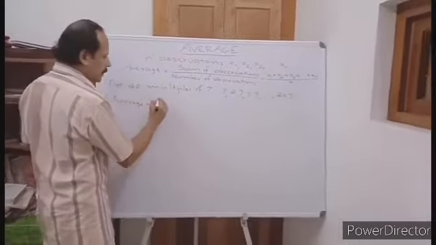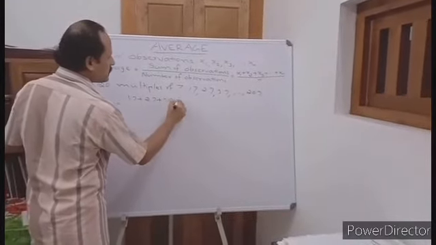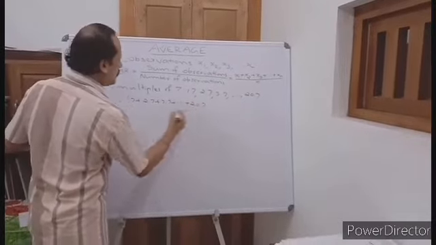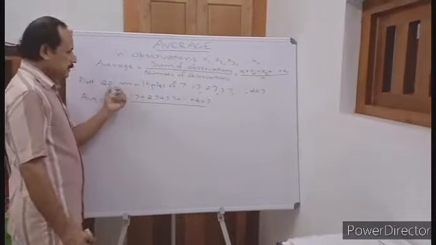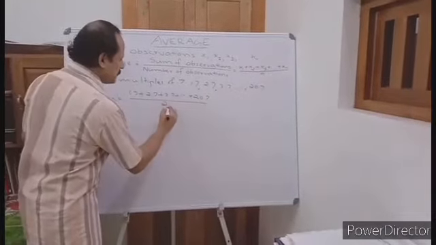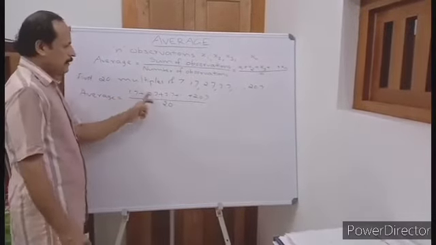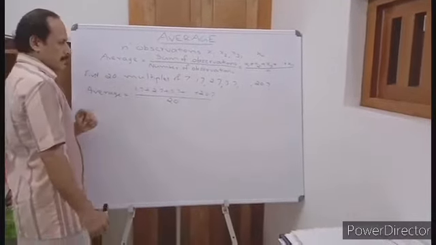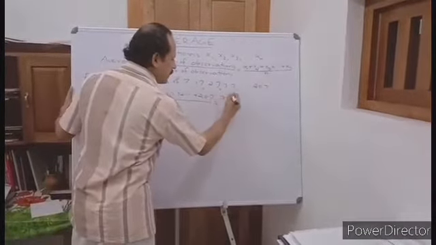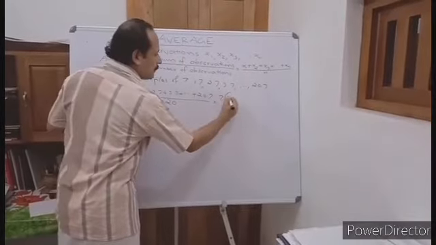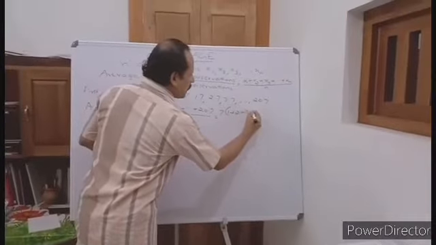Here, average equals 1 into 7 plus 2 into 7 plus 3 into 7, etc., plus 20 into 7, all divided by the number of observations. There are 20 observations, therefore divided by 20. And look at these terms. In every term 7 is a common factor. Therefore you take 7 from all the terms, then 7 into: in the first term remains 1, in the second term remains 2, in the third term remains 3, etc.